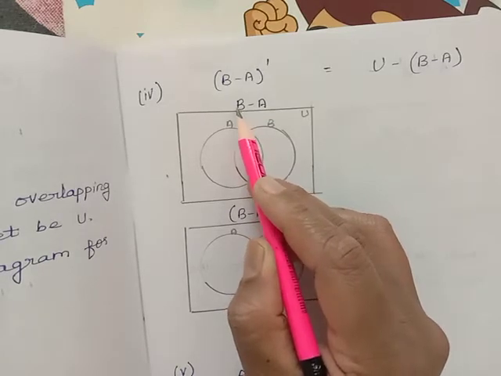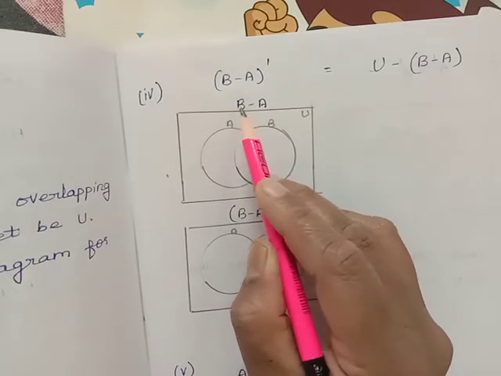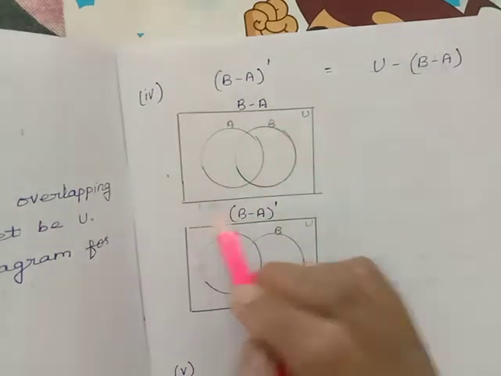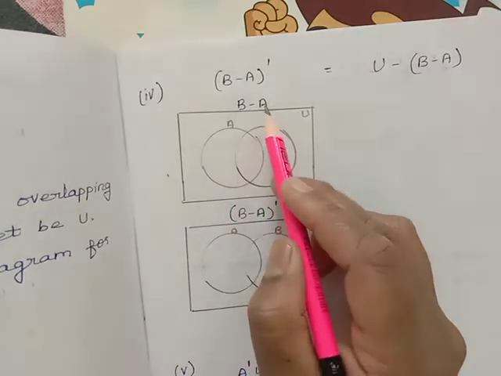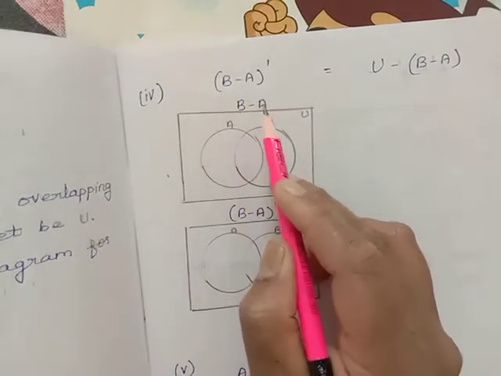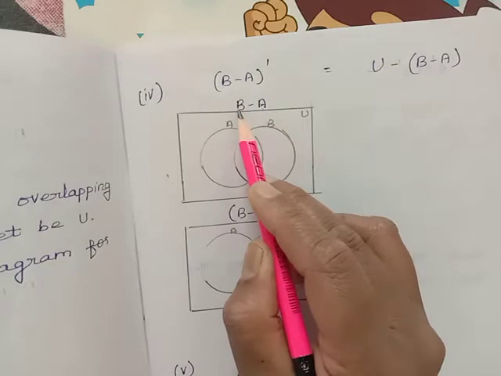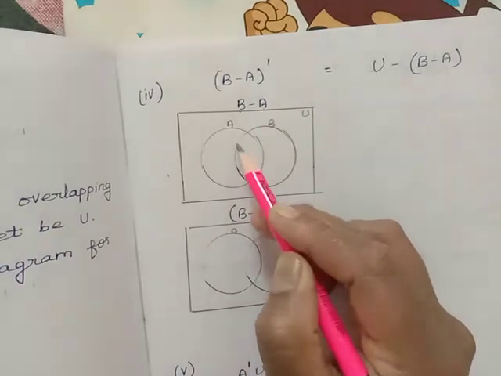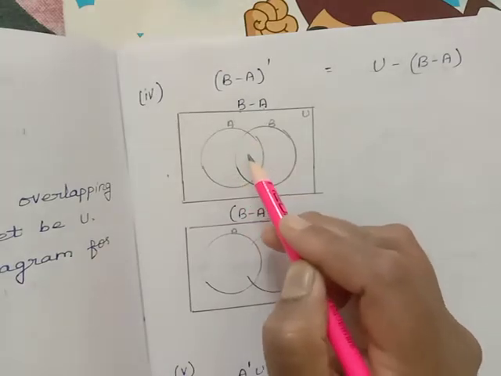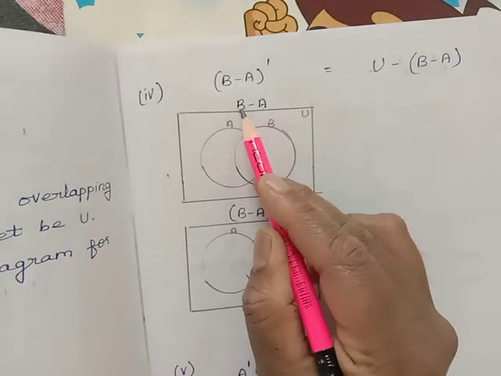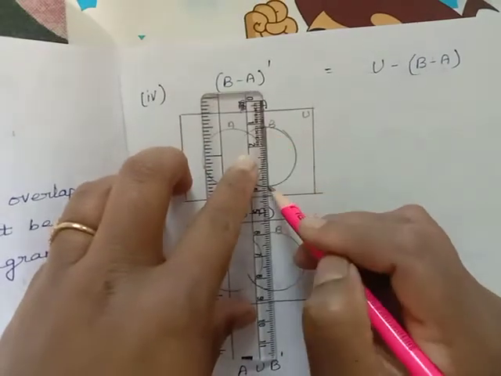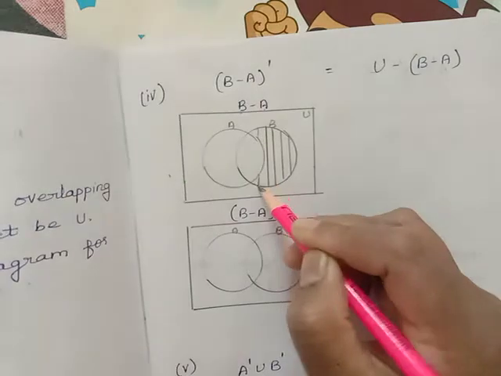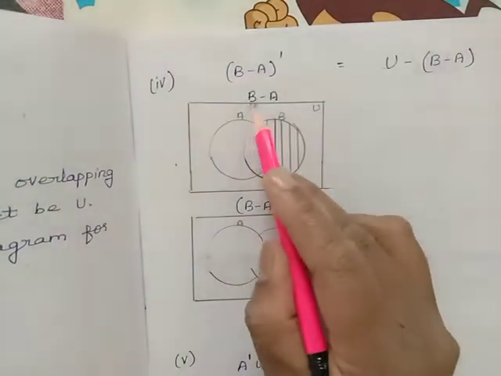In the previous class I have taught you, B minus A means we need the portion of B. We don't want the portion of A. Here universal is not related anywhere. We need the portion of B and we don't want the portion of A. This value belongs to both A and B, so we cannot cover it. We want only the B portion, so I'm going to cover only the portion of B here. So this is B minus A.